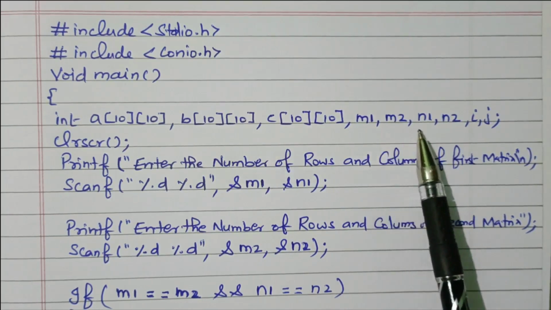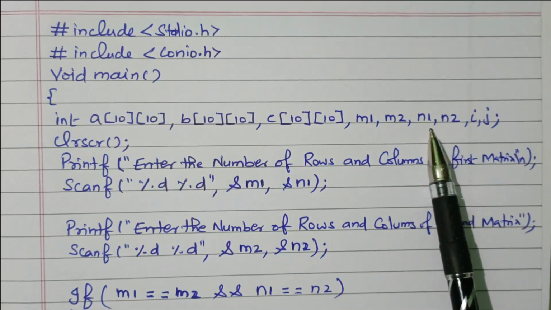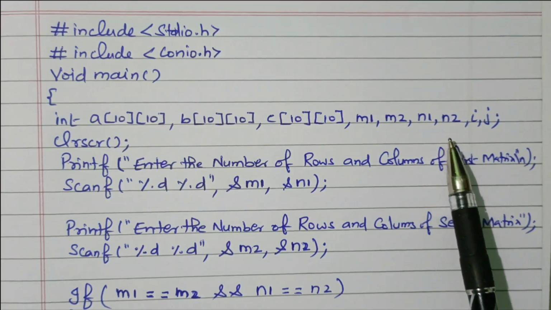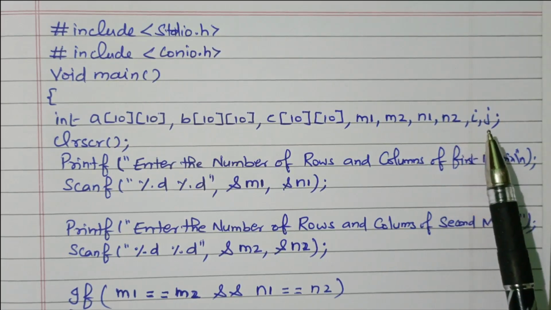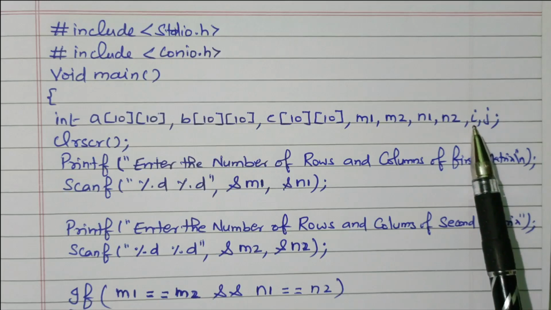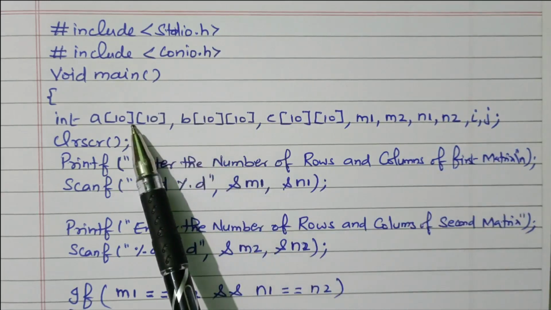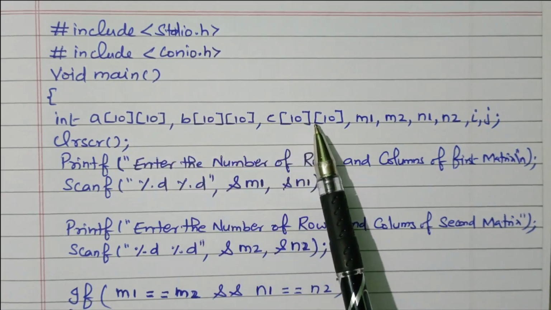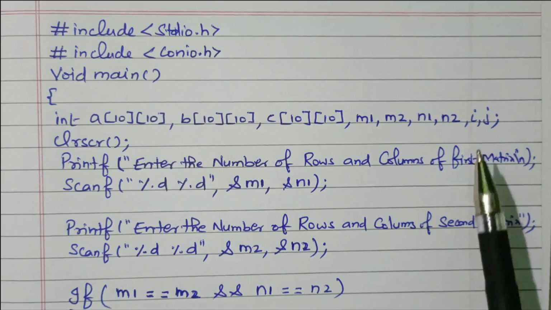This is the row size of the first matrix and second matrix: M1, M2. N1, N2 are the column sizes of the first matrix and second matrix. We already discussed that loops are needed. Two loops are needed in order to vary the row and column, so we can declare two variables, i comma j, right? So we have the first matrix, second matrix, resultant matrix, row size, column size, and variables for the loop.